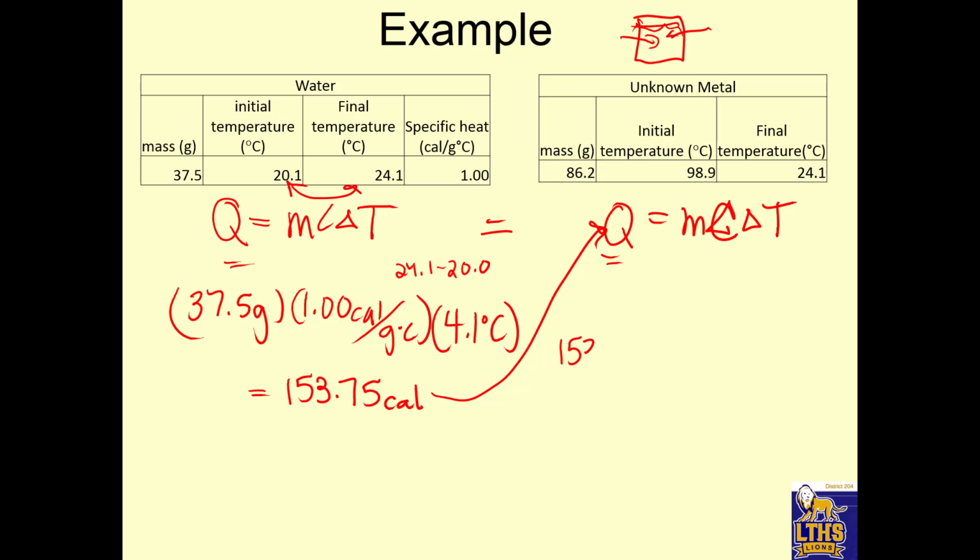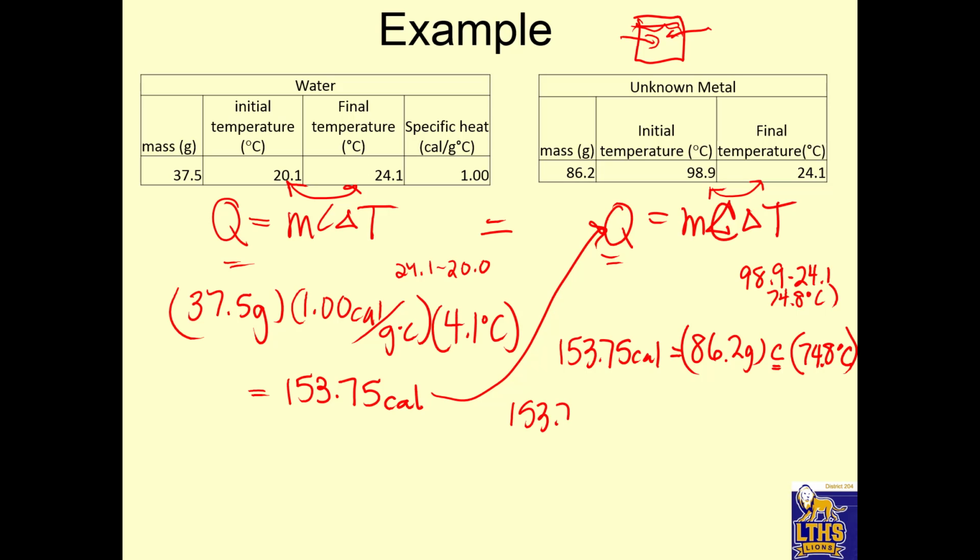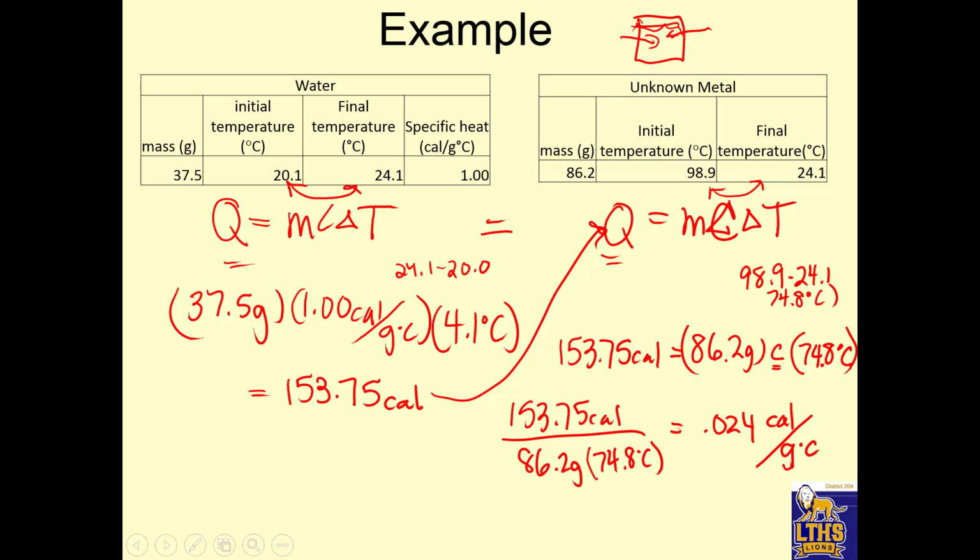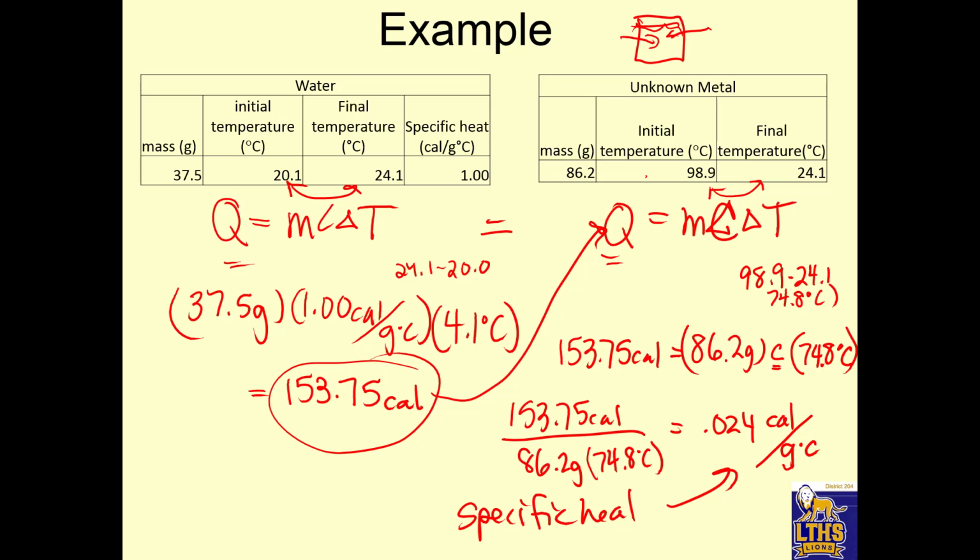And so now we can say that 153.75 calories is going to be equal to the mass of the metal times its specific heat times its temperature change. The temperature change of the metal is 98.9 minus 24.1, which is 74.8 degrees Celsius. What we're looking for is the specific heat of the metal. So we solve for this C and find that 153.75 calories divided by 86.2 grams divided by 74.8 degrees Celsius equals 0.024 calories per gram degrees Celsius. So we just used calorimetry: heat lost by the metal equals heat gained by the water. We used MCΔT twice, once for the metal and once for the water, and we found the specific heat of the metal.